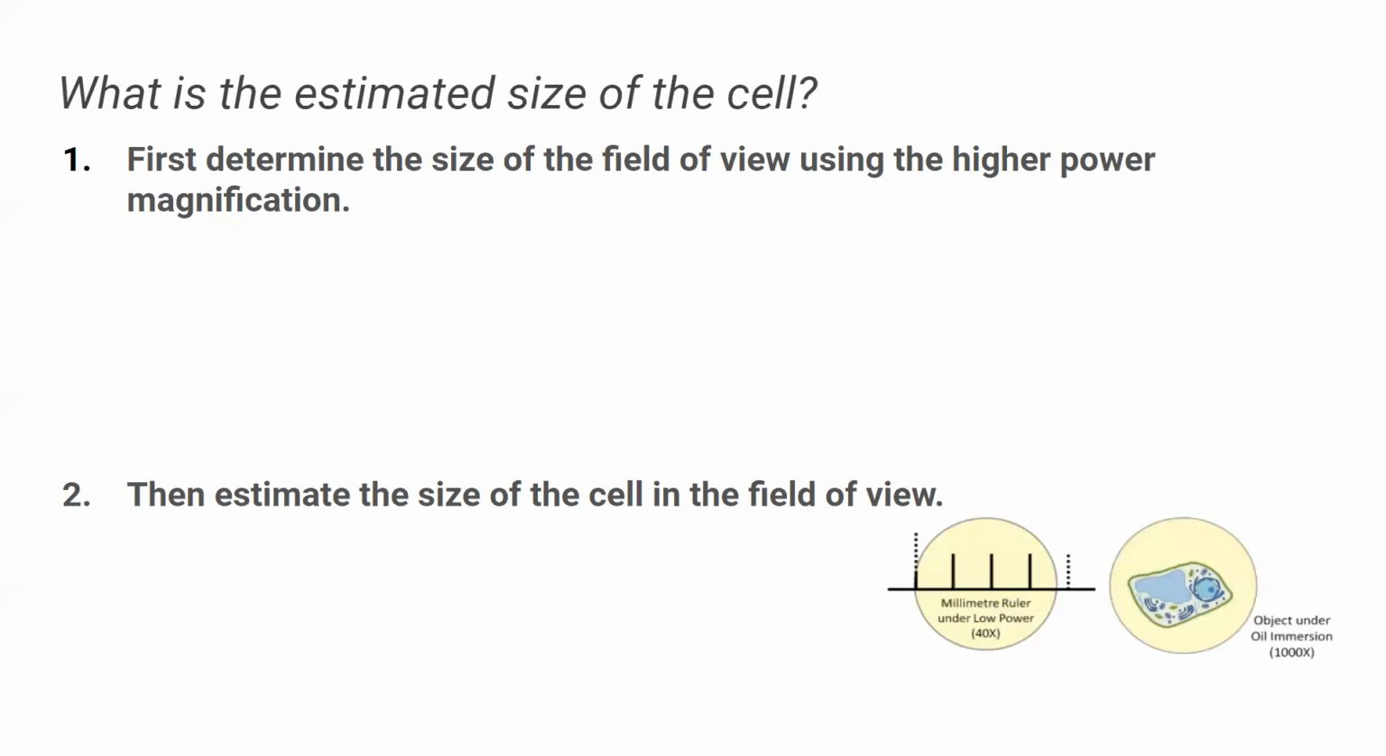We need to first determine the size of the field of view using the higher power magnification. So we have an equation. What's the equation to figure out our size of the field of view at high mag? Okay, low power stuff divided by high power stuff, right? Low power diameter times low power mag, good. Over high power mag, very good.